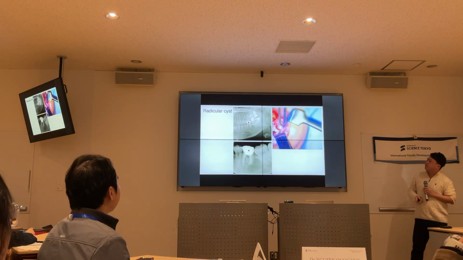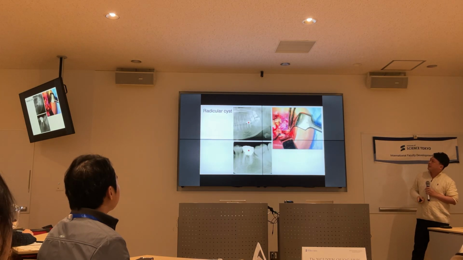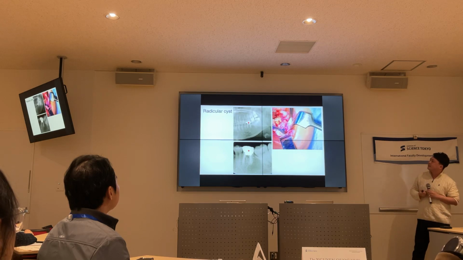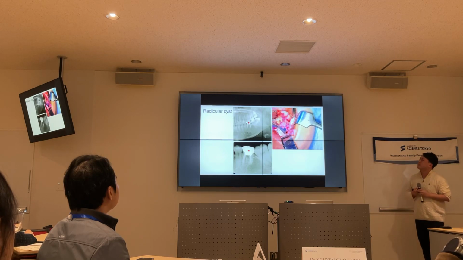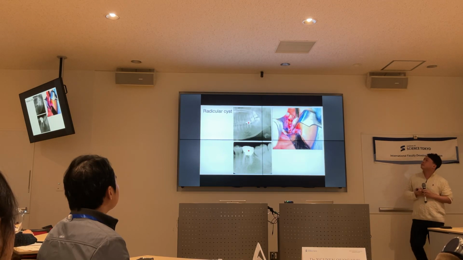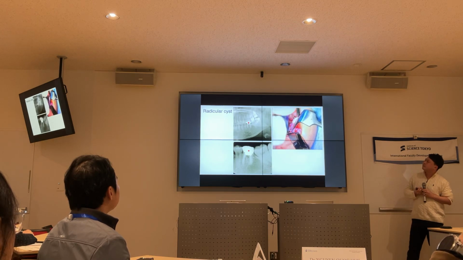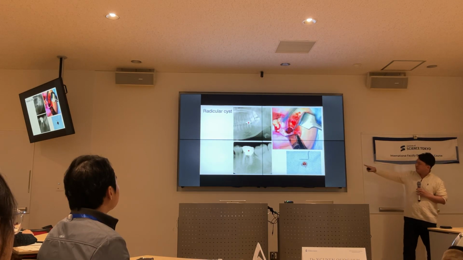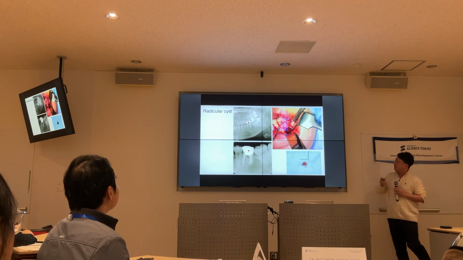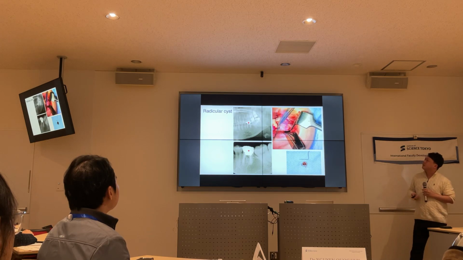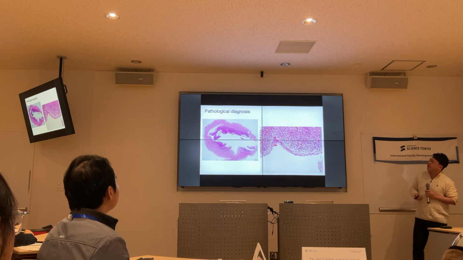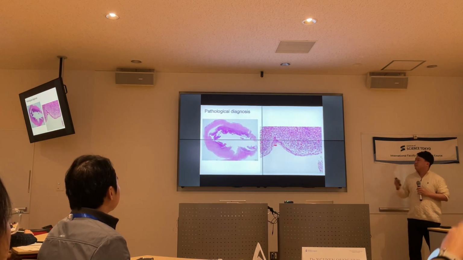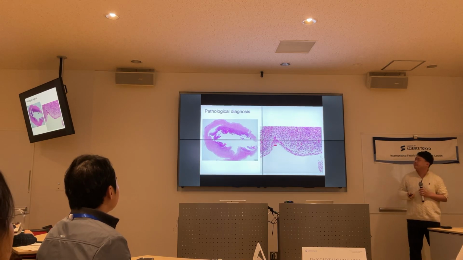This is an operating movie. This is a typical radicular cyst. It's like a bug. It's a very big region. This radicular cyst size is very big, 15 millimeters. This is the pathological diagnosis. This is a typical feature of a radicular cyst.